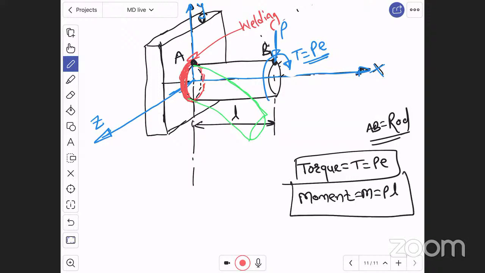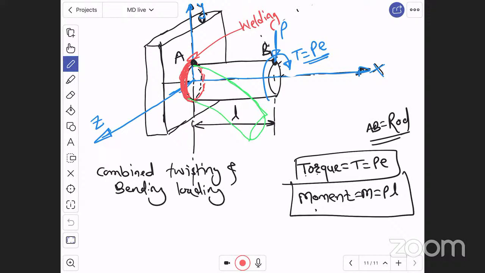It is a case of the welded portion being subjected to combined twisting and bending moment. Right. Therefore, we can say it is combined twisting and bending loading.